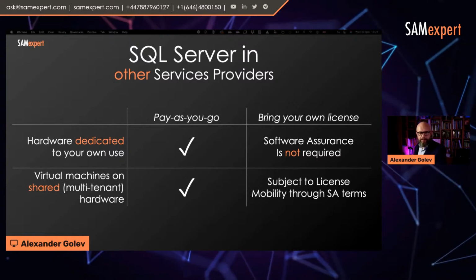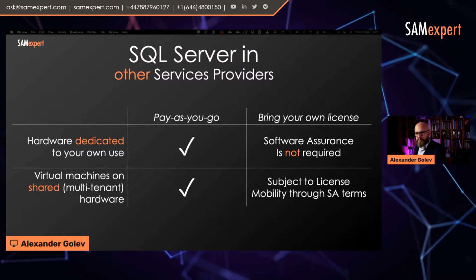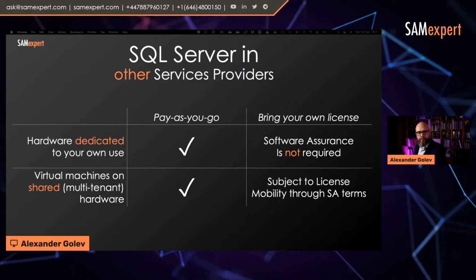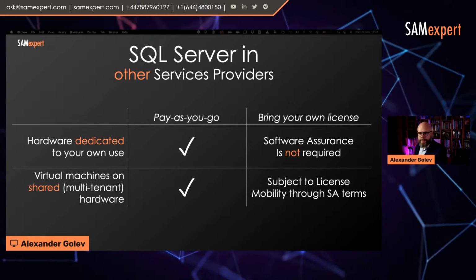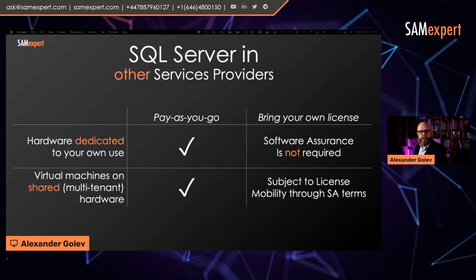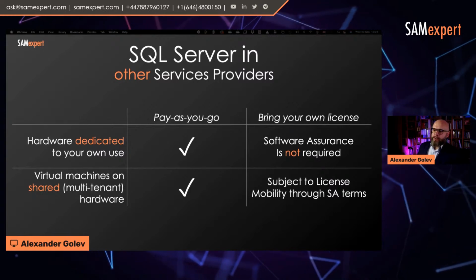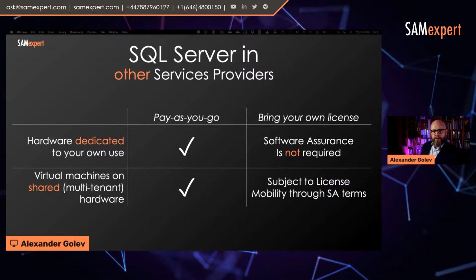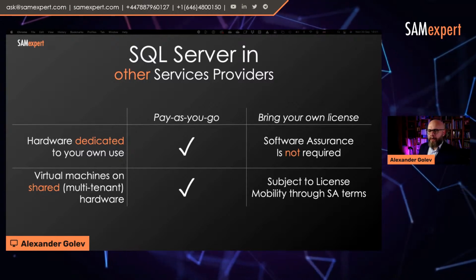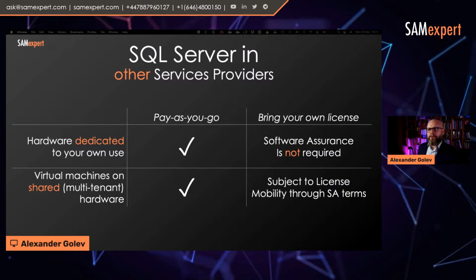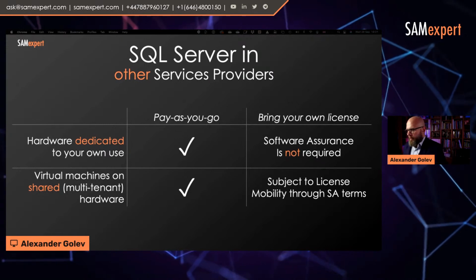Obviously, again, the pay-as-you-go option is available for any configuration. If hardware is dedicated to your own use, you may bring your own license. Software Assurance is not required. It's an option for you. It's treated as on-premises. But if it's in a shared infrastructure, again, the provider must be a license mobility partner, and you must fill in license verification forms, send them back to Microsoft, and Microsoft signs them off. You give it to the provider, and the provider says, "Fine, you can bring it to my premises."